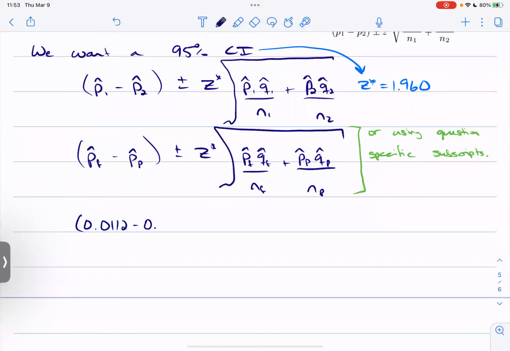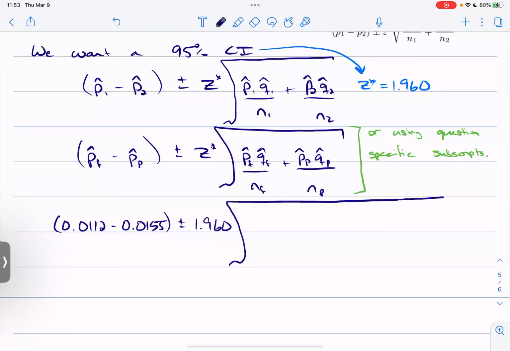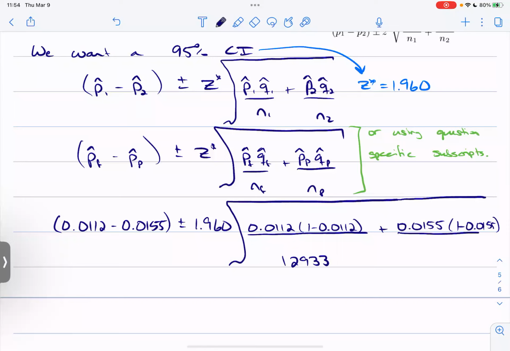If you wanted to avoid it, because what are you going to have? 0.0112 minus 0.0155. Just stack this. Plus minus 1.960 times the square root. It's going to be a huge square root here, so I'm going to leave myself some room. 0.0112 times 1 minus 0.0112 divided by n, for the fish oil group, 12,933. Let me just confirm. Yeah. Plus 0.0155 times 1 minus 0.0155 divided by 12,938. There.